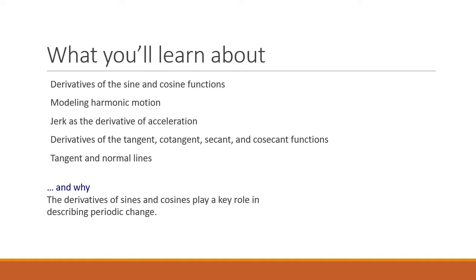And derivatives of the tangent, cotangent, secant, and cosecant of a function, which are known as tan, cot, sec, and cosec of a function, and also find the equation of the tangent and normal line. And why? Because the derivatives of the sine and the cosine play a key role in describing periodic change, anything related to a measure of an angle or a function that is represented by a sine or cosine curve.